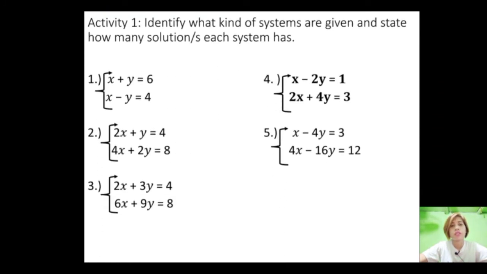So, let's try this activity. Let's identify what kind of systems are given and state how many solutions each system has. So, the first system. Kung mapapansin nyo po, magkaiba na po talaga si x plus y at si x minus y from the very beginning. So, ito po ay consistent independent. And pag consistent independent, it has only one solution. Let's have the second one.